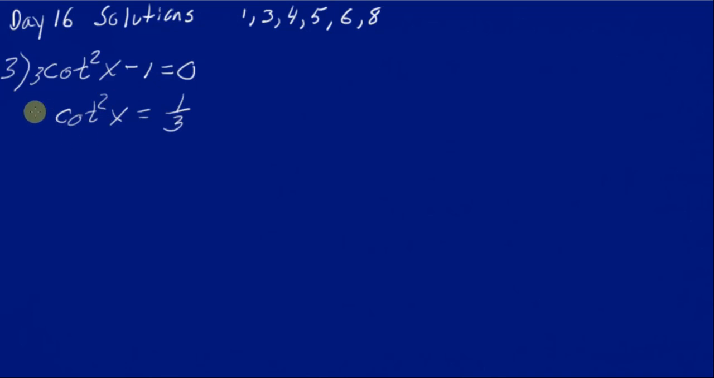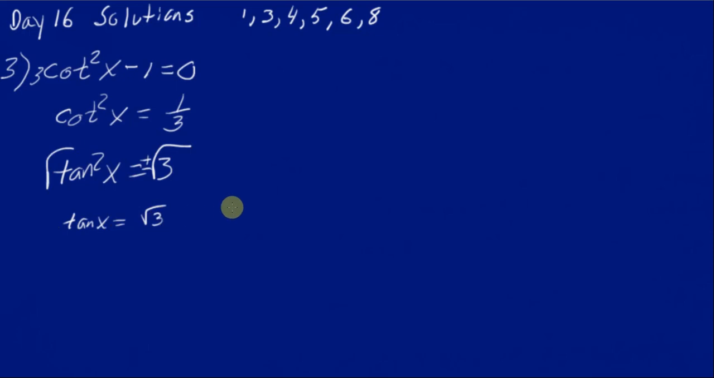Well, if you don't like working with the cotangent, just change it to the tangent squared of x. Well, how can I do that? Well, the cotangent and the tangent are reciprocal functions, so I'm not dealing with 1/3 anymore. I'm dealing with 3. So I'm going to take the square root of both sides again, and when I take the square root of both sides, I have to do the plus or minus. So that gives me the tangent of x is equal to root 3, or the tangent of x is equal to negative root 3. So x is equal to the inverse tan of root 3, and x is equal to the inverse tan of negative root 3.